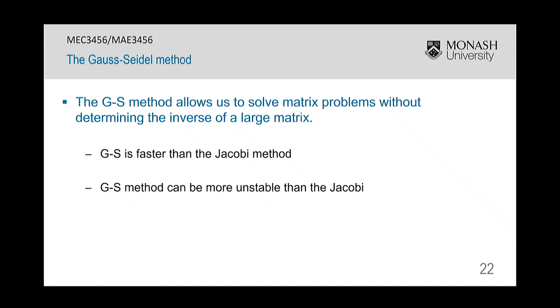So, in summary, the Gauss-Seidel method allows us to solve matrix problems without determining the inverse of a large matrix. It's faster than Jacobi, but it can also be more unstable. And there are other ways, other iterative solutions for solving this set of equations.